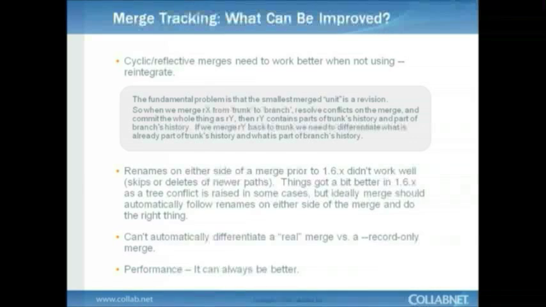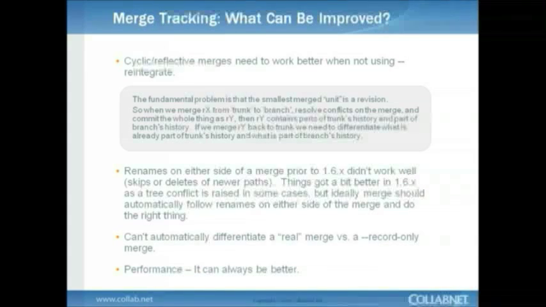Another problem is with renames and moves. Renames on either side of a merge prior to 1.6 didn't work well. You would get skips, or worse, you might delete a newer path in your target. Things got a bit better in 1.6 because then a tree conflict was raised. So it was clear to the user that something was wrong. But ideally, merge should automatically follow renames on either side of the merge and do the right thing.